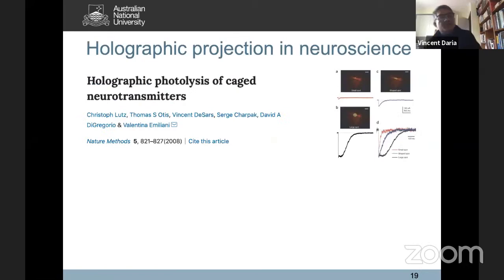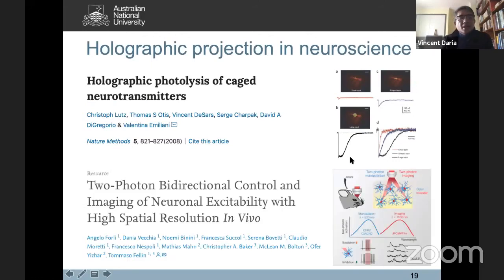So holographic projection, before it became popular in neuroscience, I was using it in what we call optical tweezers. But some of my colleagues in the optical tweezers community also brought the technique to neuroscience, and this was one of the first publications using holographic projection by my colleague, Valentina. Their group in Paris published this in Nature Methods in 2008. This is again from my colleague in Italy, Tommaso, and this is a relatively recent paper from 3 years ago, where they use holographic projection also to look at the activity of a live mouse.